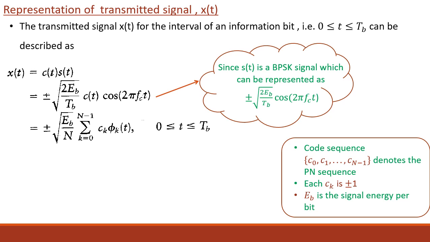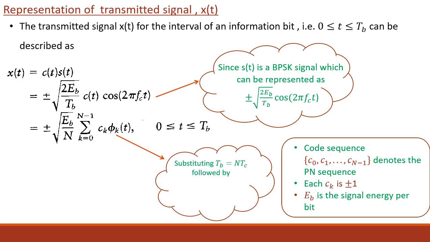Now this will be equal to plus or minus root of EB by N, summation k going from 0 to N minus 1, Ck into phi k of t, for the considered duration 0 less than or equal to t less than or equal to Tb. So in the last step we have used the substitutions Tb is equal to N times Tc, followed by the expression for root of 2 by Tc cos 2 pi fc t as phi k of t.